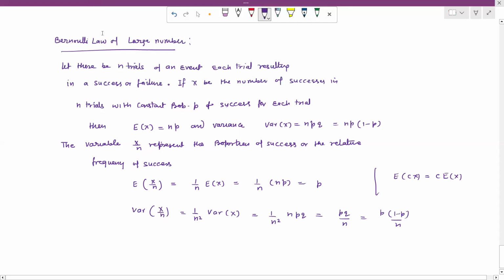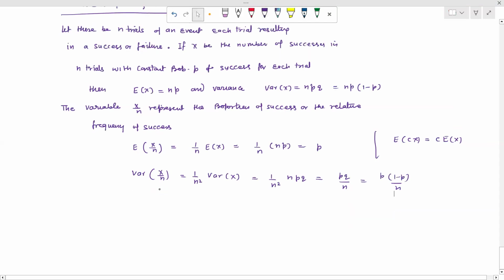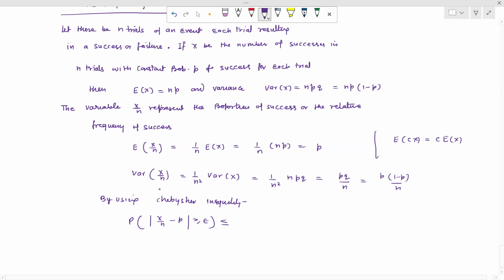Now we use the Chebyshev inequality. By using the Chebyshev inequality, the probability that X upon n minus p, which is our mean, is greater than or equal to epsilon, is less than or equal to the variance. What is the variance here? The variance is pq upon n epsilon square.